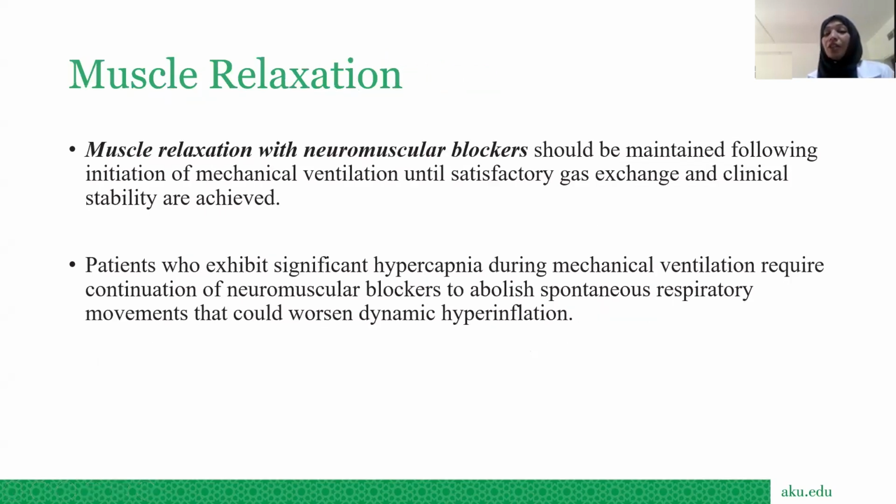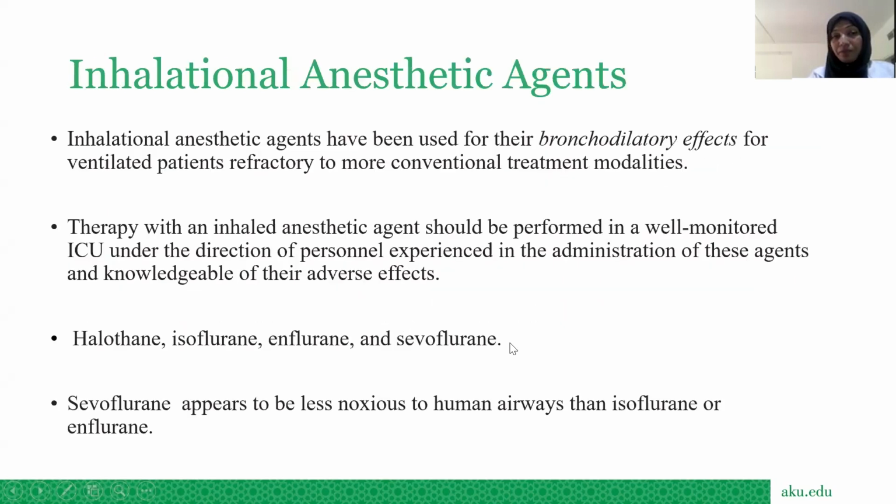Muscle relaxation with a neuromuscular blocker should be maintained following the initiation of mechanical ventilation until satisfactory gas exchange and clinical stability is achieved. But patients with significant hypercarbia during the ventilation require continuation of the neuromuscular blockade to abolish the spontaneous respiratory effort, as this could worsen the dynamic hyperinflation.